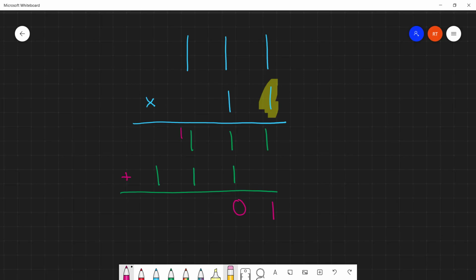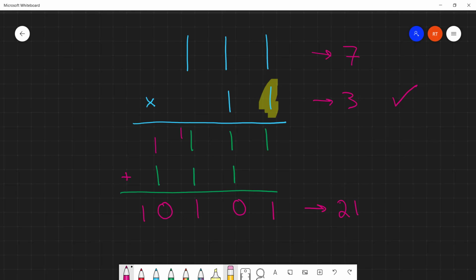Now we have 1 plus 1 plus 1, which is 3, or 1, 1. So put down 1 and carry the other 1. Then we have 1 plus 1, which is 1, 0. 1, 0, 1, 0, 1 is our result. And in base 10, that's 16 plus 4 plus 1, which is 21, which is good because the original numbers we multiplied are 7 and 3 in base 10.